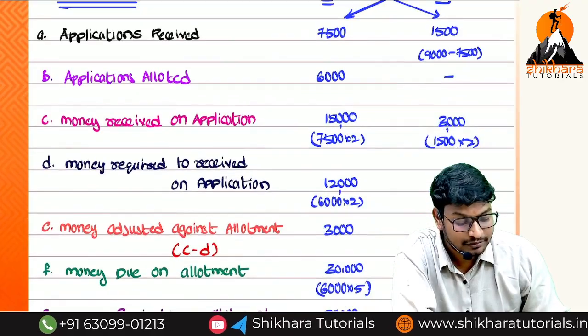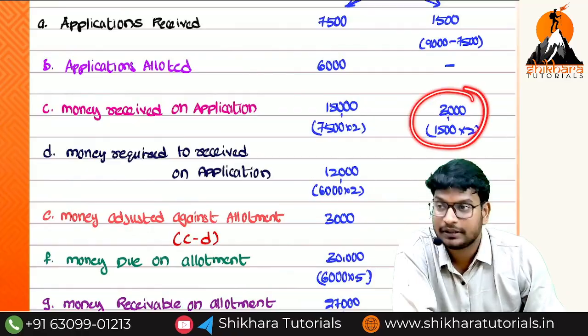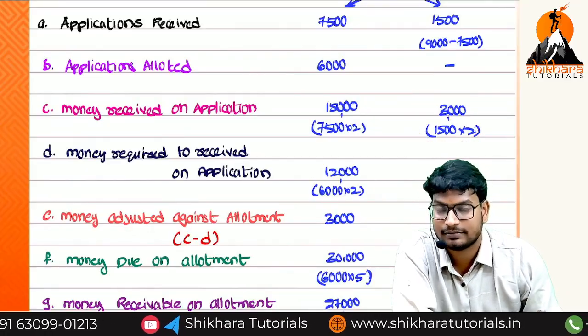How much amount are we going to reject? This 3,000 only we are going to reject. Okay? So like this we can get to know.